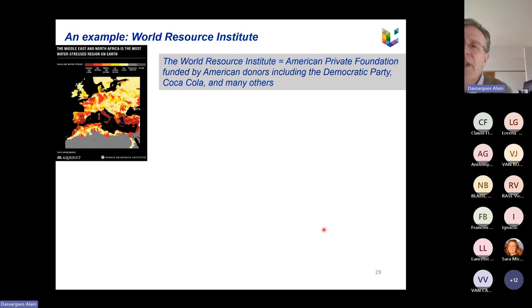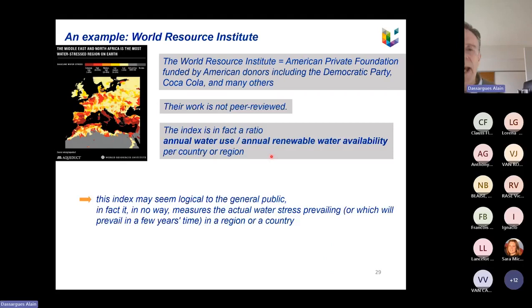But there are plenty of members. Scientifically, the work is not peer-reviewed, and the index that they are using here for this water stress is in fact a ratio between the annual water use of a country or a region, and the annual renewable water availability per country or region.